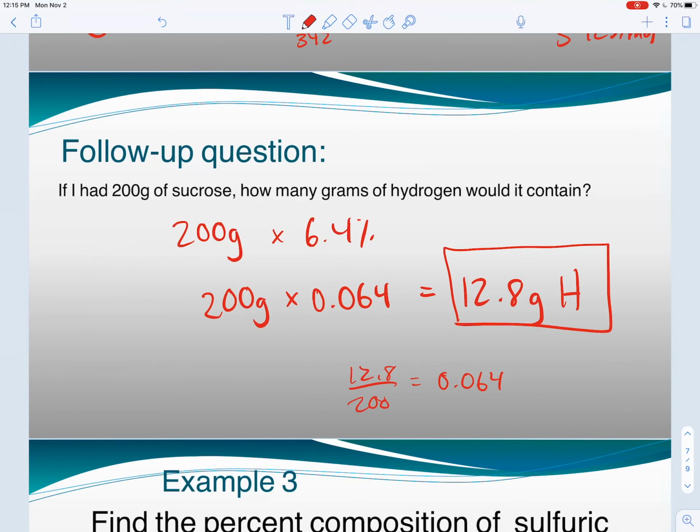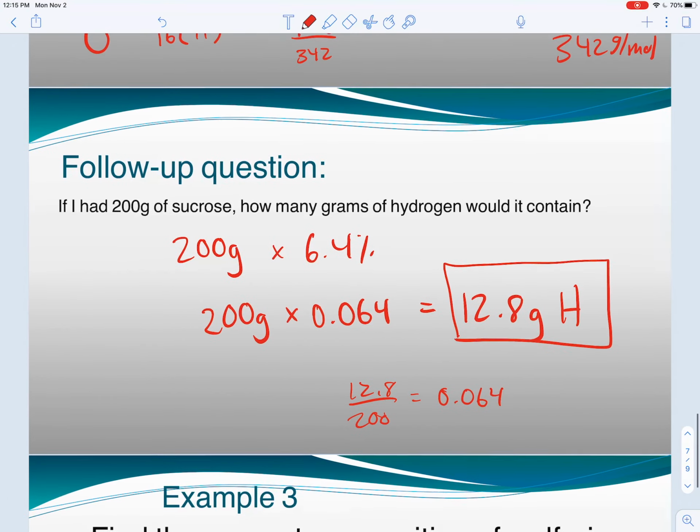All right, so hopefully with those two examples, you understand how to do percent composition. Go ahead and practice on that practice worksheet yourself. Feel free to rewatch this video or watch other videos.